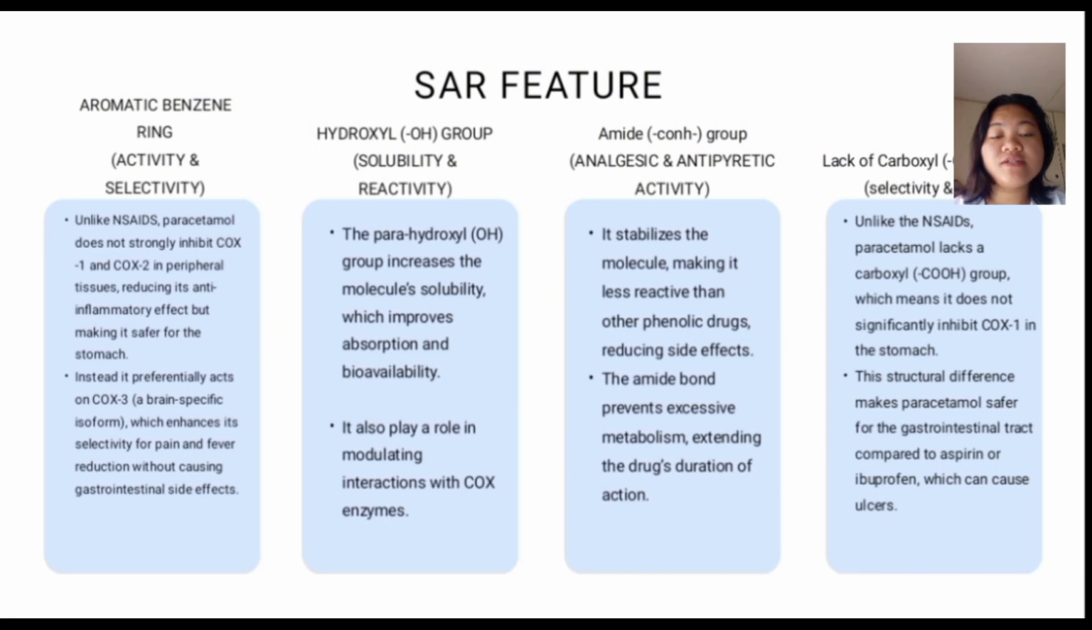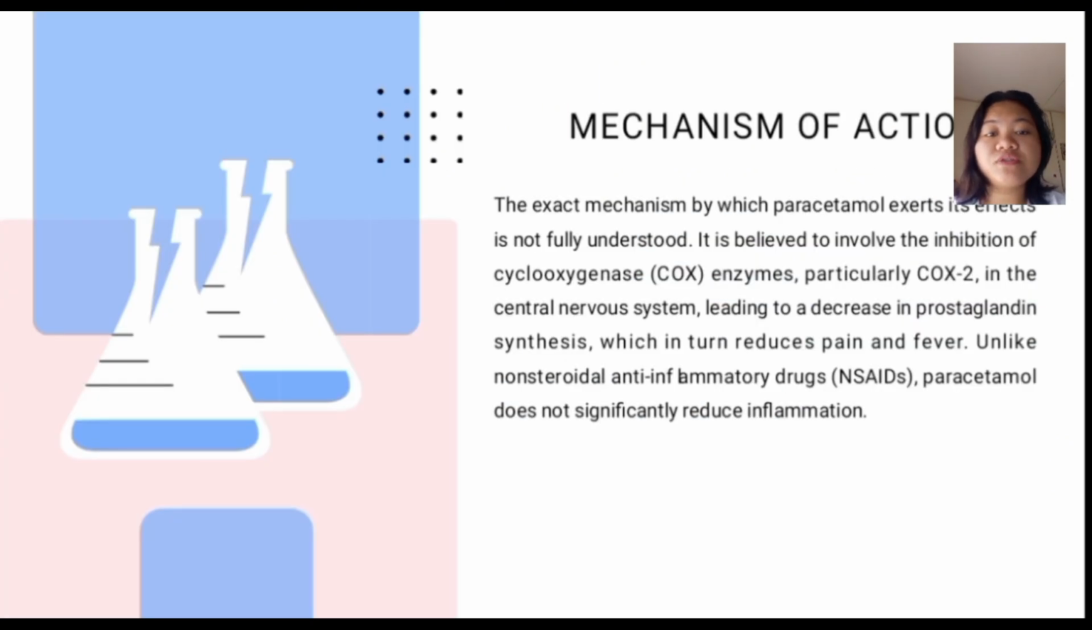And now let's go to its MOA. Paracetamol works by blocking COX-2 enzymes in the brain, which reduces pain and fever. However, unlike NSAIDs like ibuprofen, it does not reduce inflammation because it has little effect on the rest of the body. This makes it useful for headaches, fever, and mild pain, but not for swelling or joint inflammation.